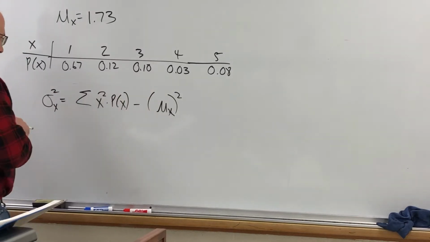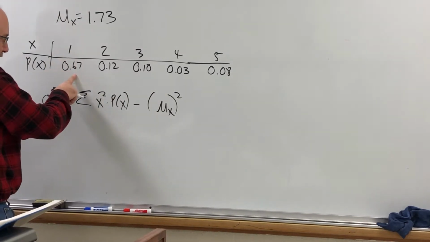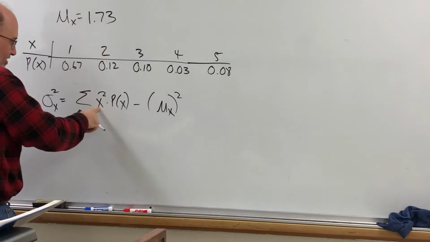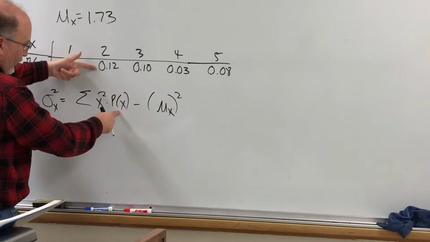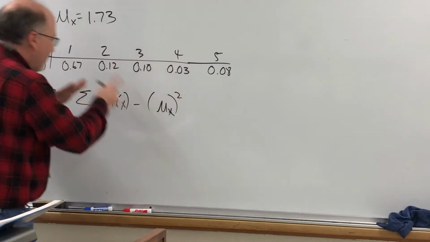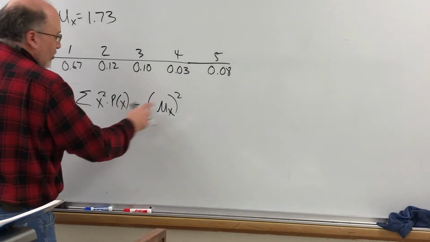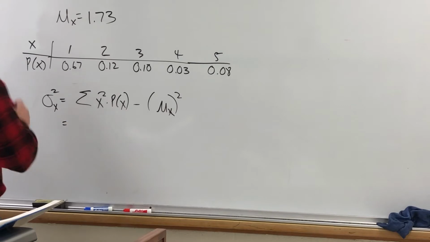This formula to calculate the variance says you're going to square each x and multiply it times its probability. Square, multiply, square, multiply, square, multiply, square, multiply, square, multiply. Add all that up and then subtract the square of your mean. So let's see if we can figure out what this is.